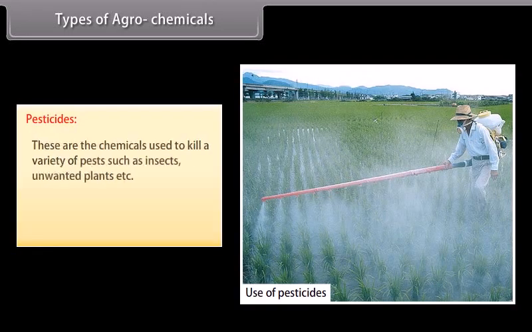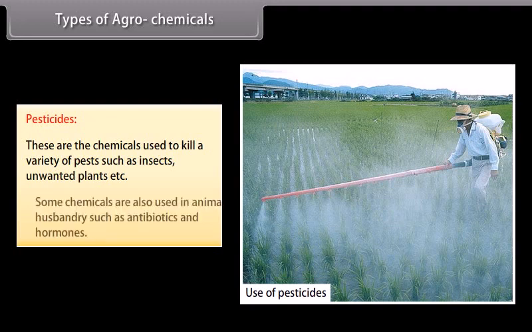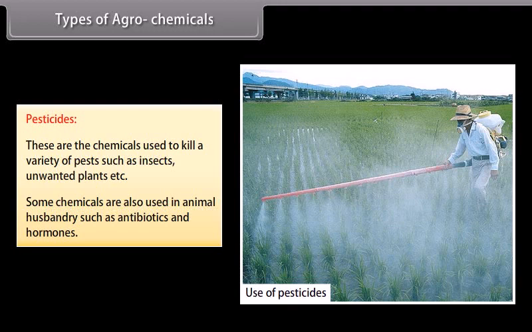Pesticides. These are the chemicals used to kill a variety of pests such as insects, unwanted plants, etc. Some chemicals are also used in animal husbandry such as antibiotics and hormones.